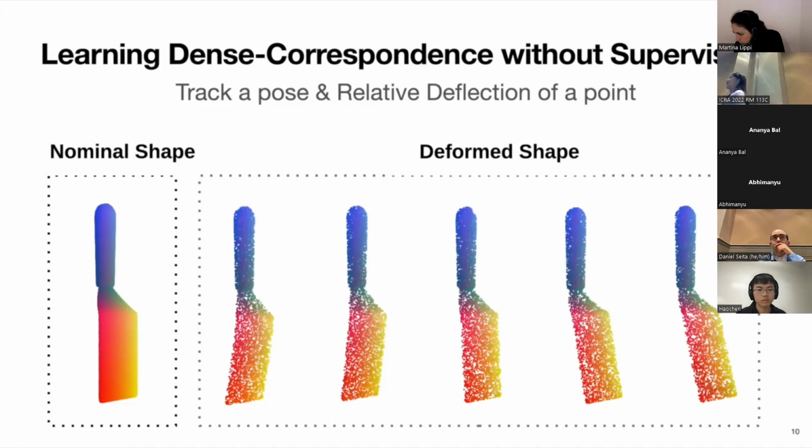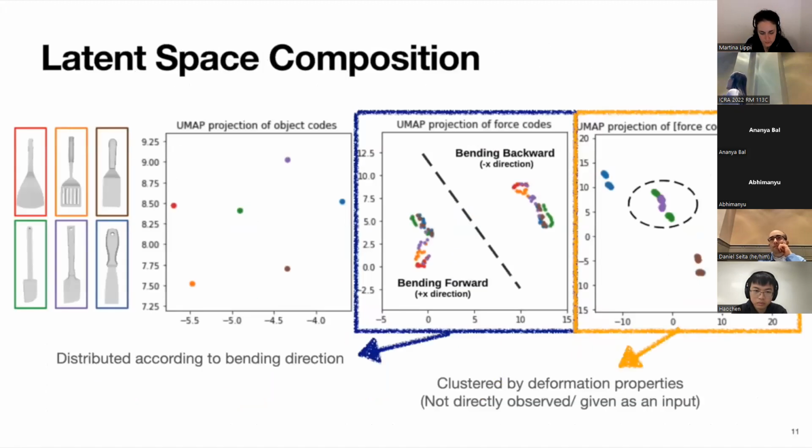For this figure, we first painted the nominal shape and tracked the painted points by applying a variety of deformations. This property is useful for tracking a pose and relative deflection of a point during robotic manipulations. Finally, we visualize the latent space using UMAP projections.